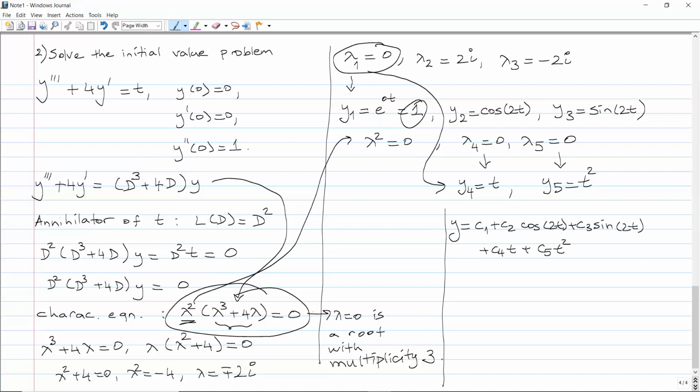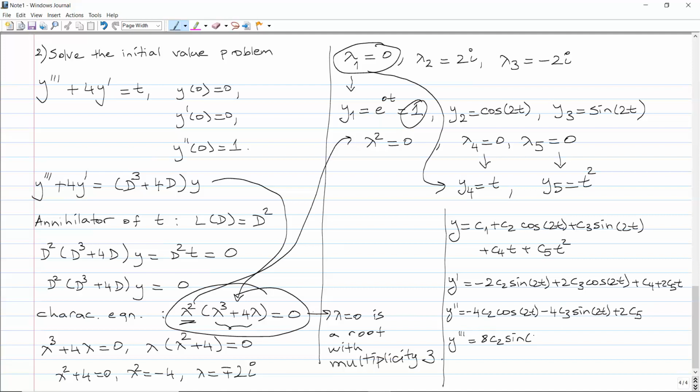So we need to plug this into the original equation. That means we need the third derivative. So the first derivative: minus 2c2 sine 2t plus 2c3 cosine 2t plus c4 plus 2c5t. The second derivative: minus 4c2 cosine 2t minus 4c3 sine 2t plus 2c5. And the third derivative: 8c2 sine 2t minus 8c3 cosine 2t. Derivative of c5 is 0.